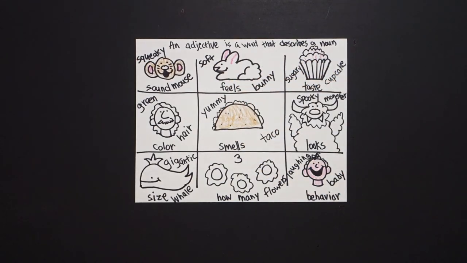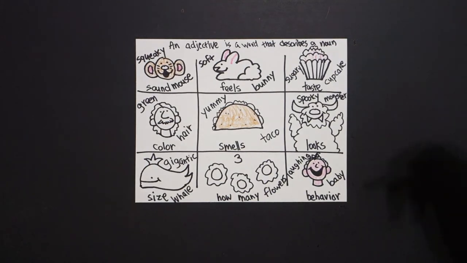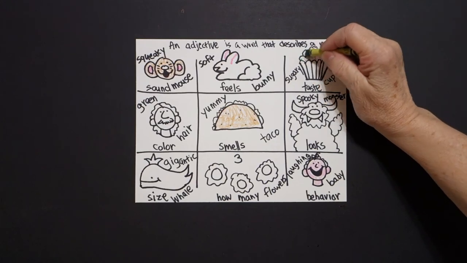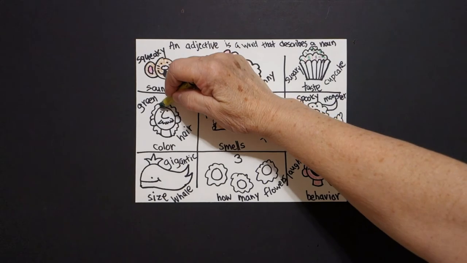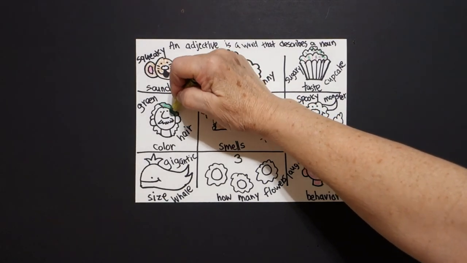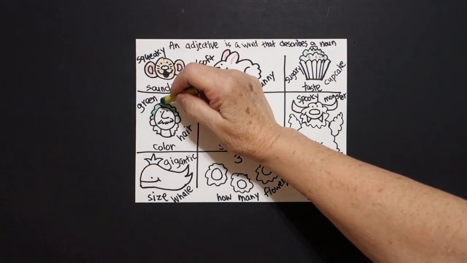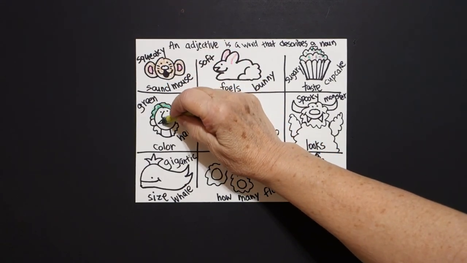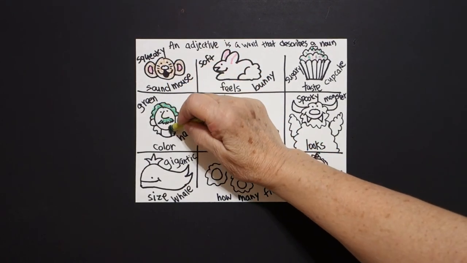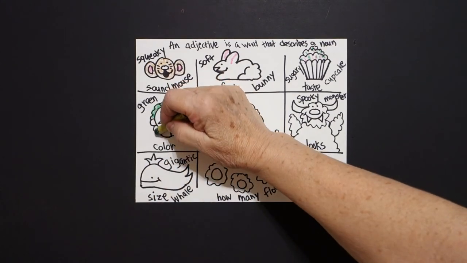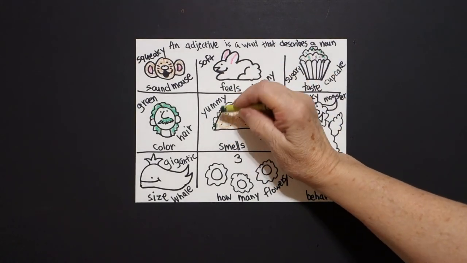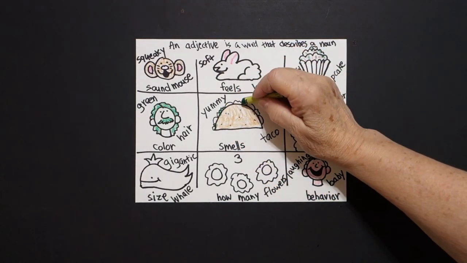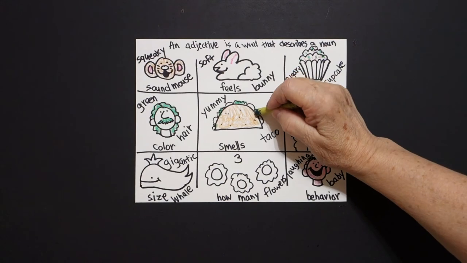Then I'm going to add some green sprinkles to my sugary cupcake. Now I can draw in my green hair. I don't know why I chose green, but I did, including his mustache. It's all green. That's the color of his noun, the hair. Okay, now I can add some green lettuce to my taco.